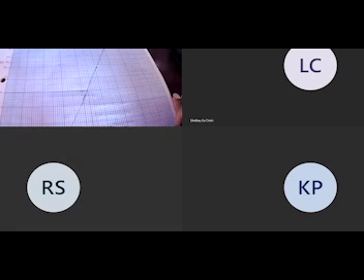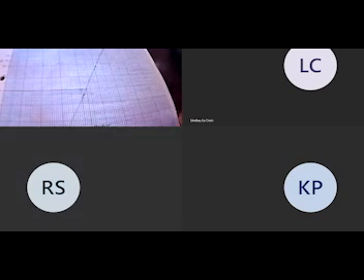Everybody understands that piece about the quartiles? Yes, miss. Thank you. All right.